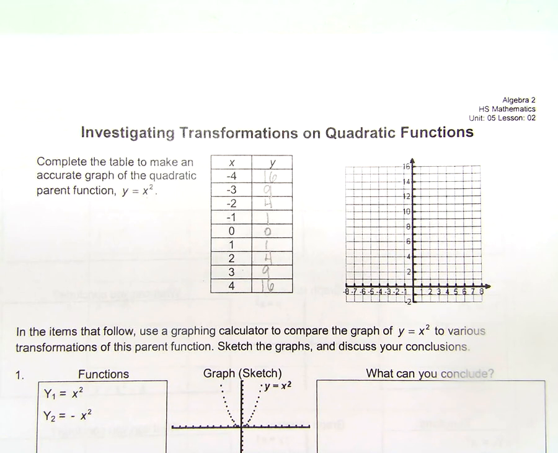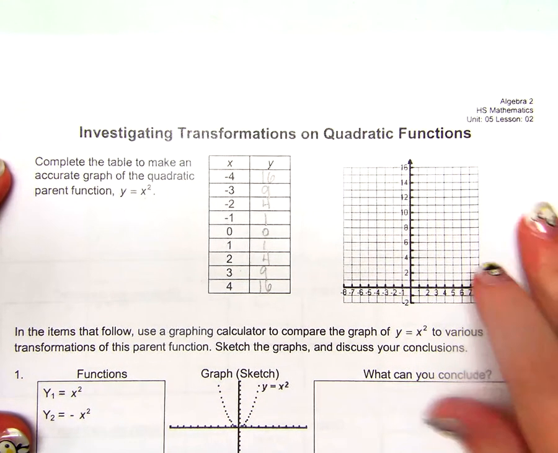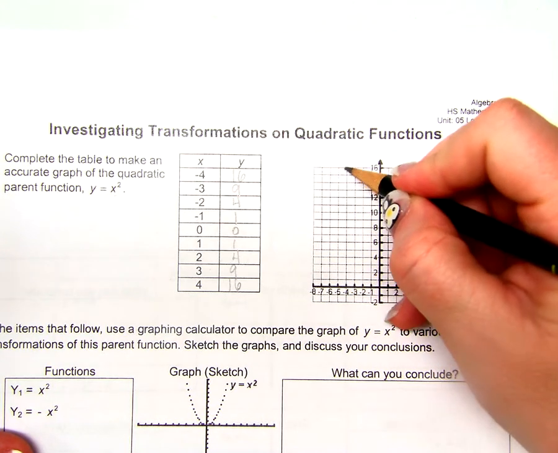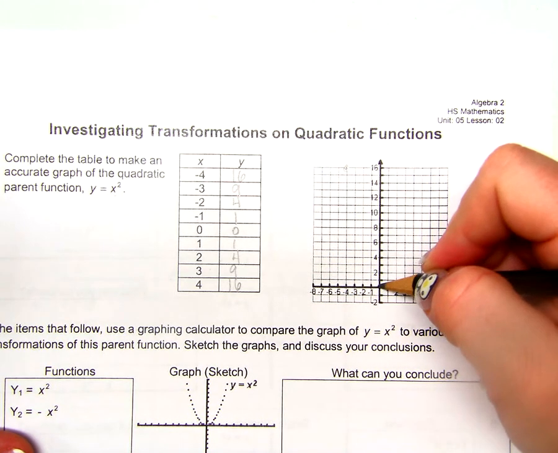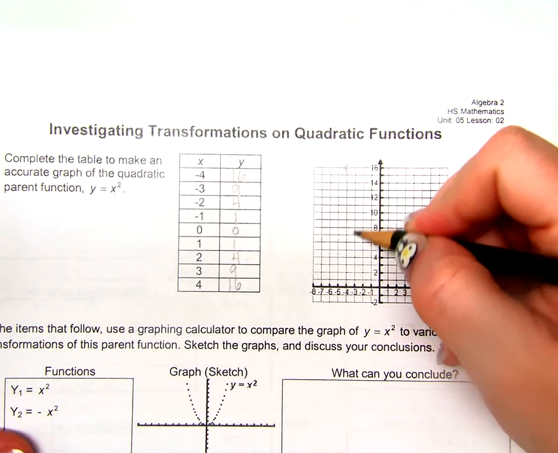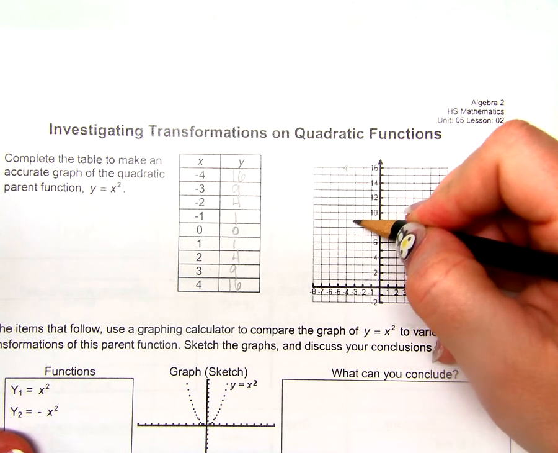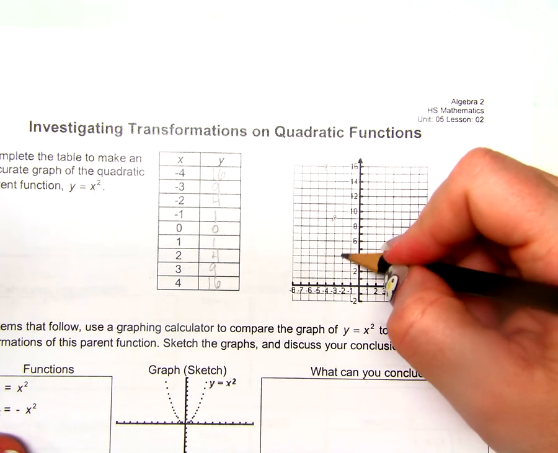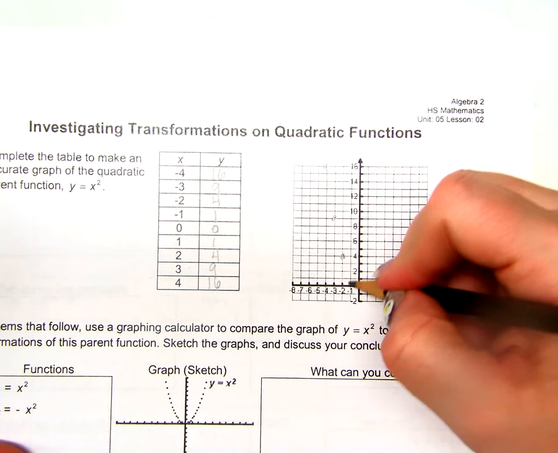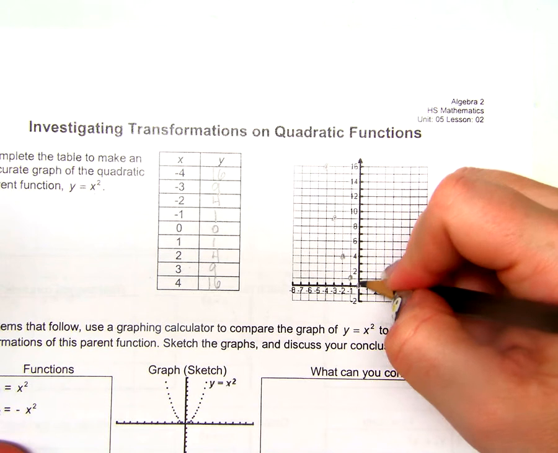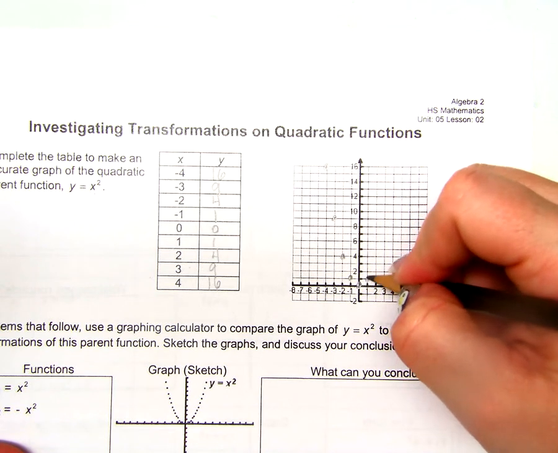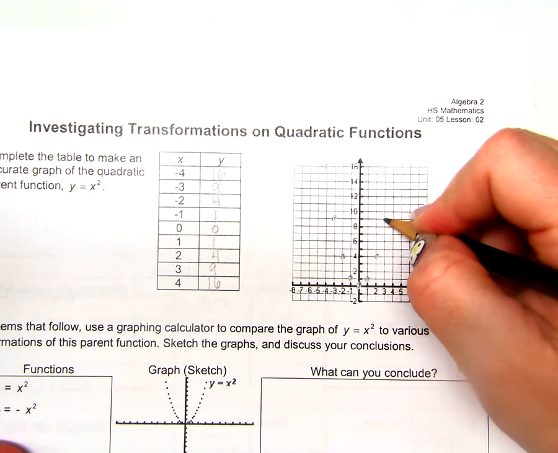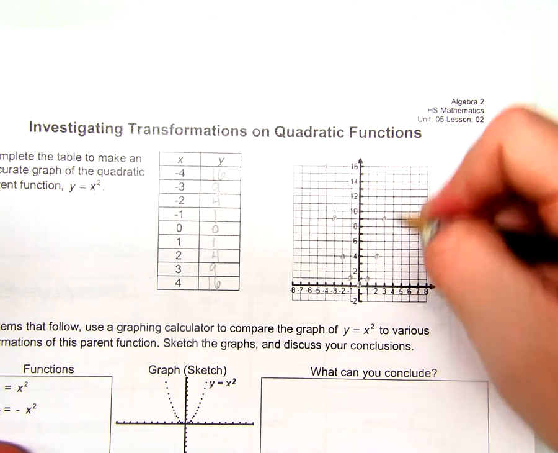Okay. So let's plot those over here. Let's plot them. So -4, 16. -3, 9, which is right here. When x is -2, y is 4. -1, 1, 0, 0, 1, 1, 2, 4, 3, 9, and 4, 16.